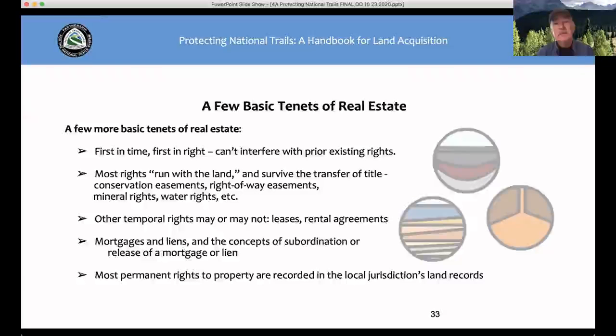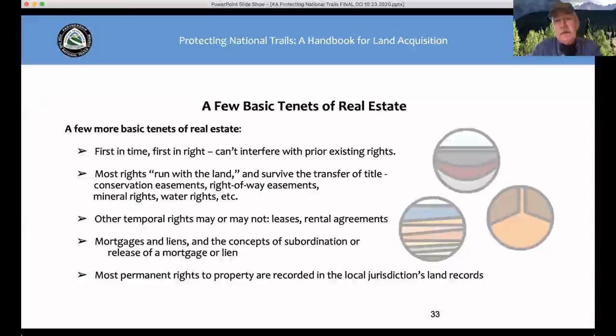A few more basic tenets of real estate. First in time, first in right. There may be prior existing rights to the land, and you can't interfere with those. You can go and negotiate separately to acquire those, but those rights predate your purchase, and you have to make sure that if there is a conflict between those rights and what you want to acquire, that you've had a conversation with and explained to the landowner or the third-party owner that you need to acquire those rights as well.